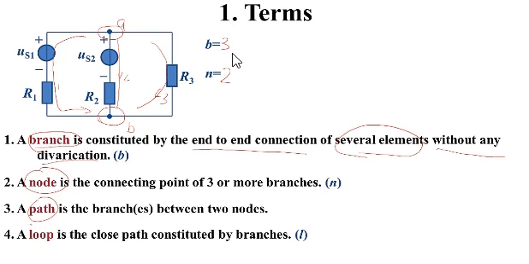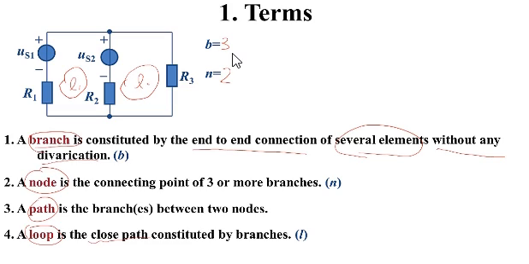The fourth concept is a loop. A loop is a closed path. That is to say, a loop is a path whose start point and end point are the same node. For this circuit, it is obvious that this is a loop, and this is a second loop. Are there more? Yes. This is a third loop. So the amount of the loop is 3 for this circuit.